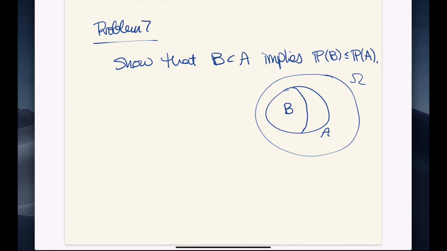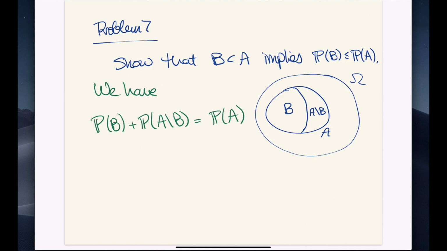The idea here is going to be to split A into B and then the part of A that doesn't include B. Since these 2 sets together make up A and they don't overlap by definition, their probabilities will sum to give the probability of A. This property of a probability measure is called additivity, and it follows directly from the definition of the probability measure as summing the probability masses associated with each outcome.